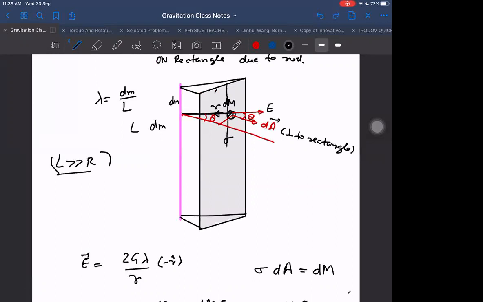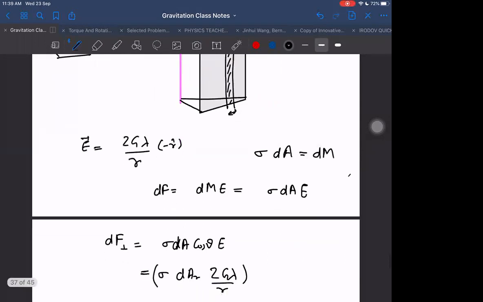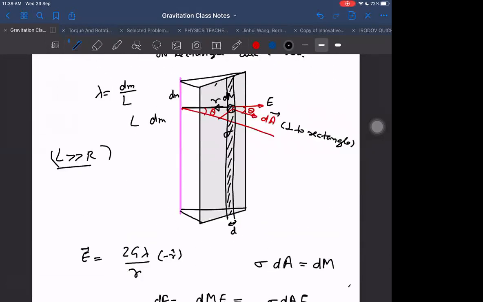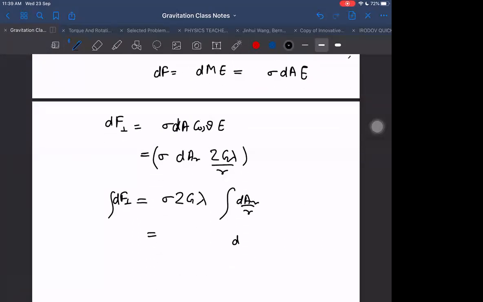Let me take a complete strip like this. If I take a complete strip here, this is the dm element. Then what will be this length here? This length will be simply d, let us call it dx. And this is L, so this will become dx into L. Sigma into 2 into G into lambda into dA.